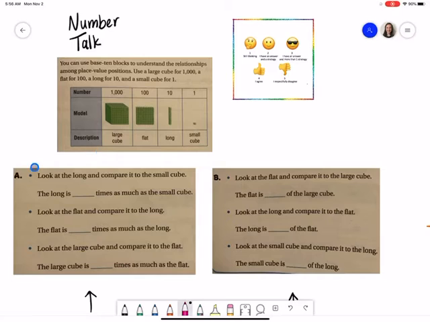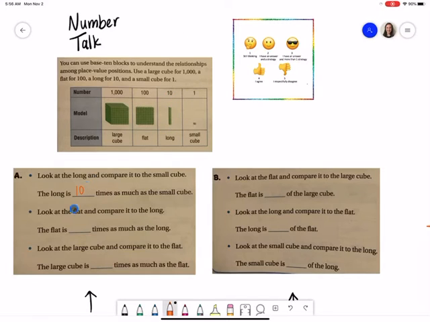I want you to start off by looking at the long and compare it to the small cube. The long is how many times as much as the small cube? Take a second and think about it, and then I will answer on the video. The long is 10 times as much as the small cube. And we know that because there's just one of the small cube, and there are 10 units of the long cube.